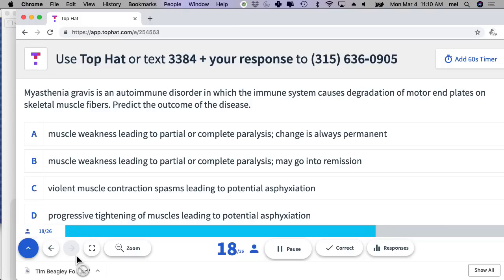What the hell? 8 people left. Seven people. One person. 5, 4. Get your answer in. 3, 2. There we go.